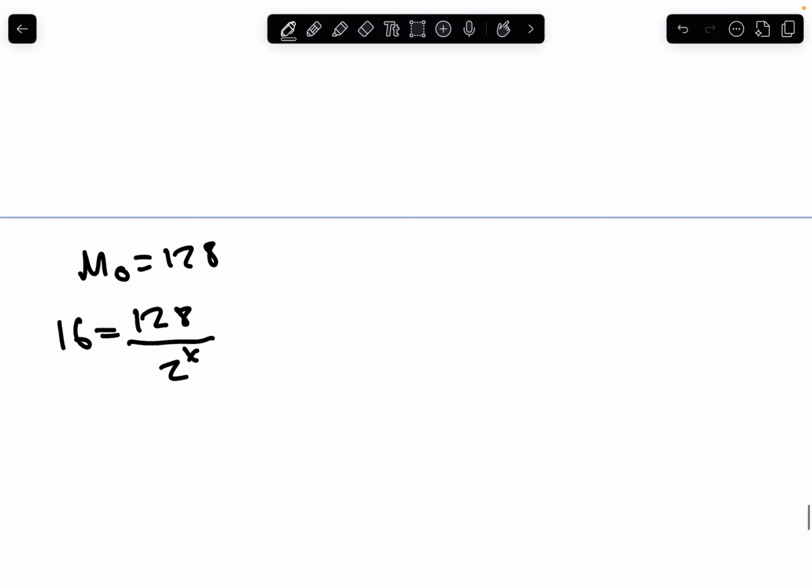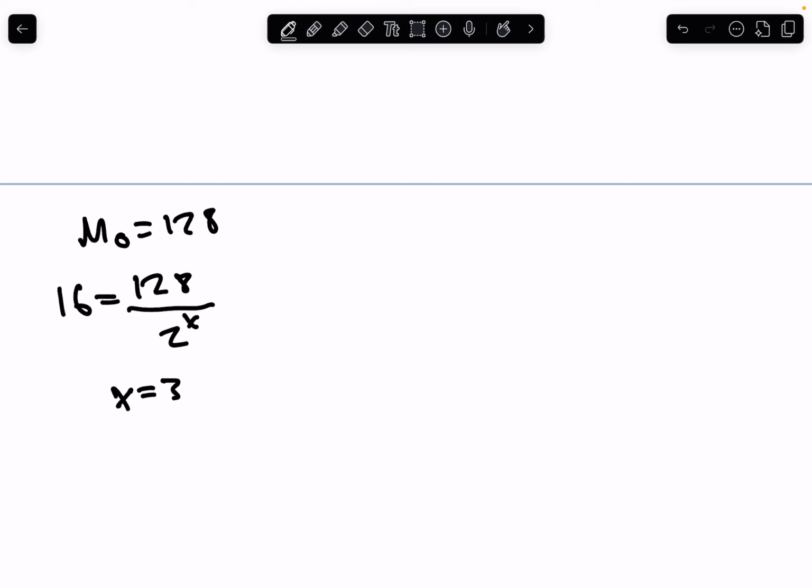So 2 to the power of what is 8? Well, 2 to the power of 3 is 8, so x equals 3. But that's not the answer. The answer is the number of days, not the number of half-lives. Well, the half-life is 5 days, so we multiply 3 by 5, which equals 15 days, which is the correct answer.